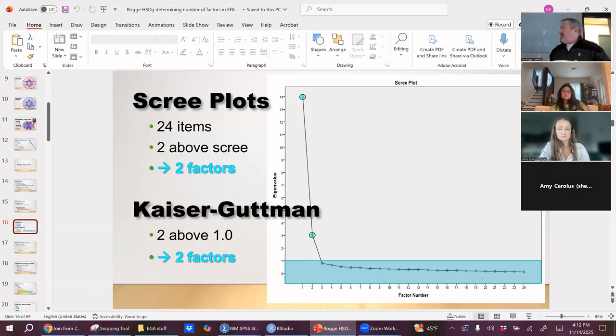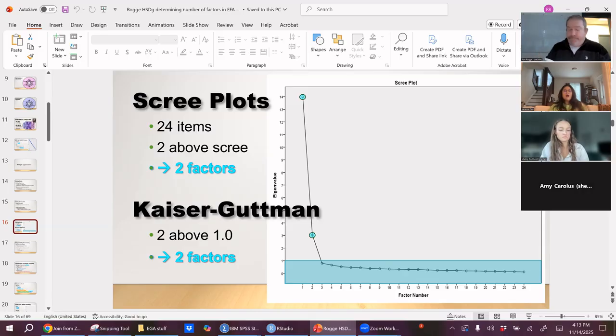You can trust the scree plot. It will tell you the right number. You'll notice that the Kaiser-Guttman criteria, in this case, this was a 2-factor scale. So 2 factors is the correct answer. In the Kaiser-Guttman criteria, exactly 2 of the eigenvalues fell above 1. So both criteria argue for 2 factors.